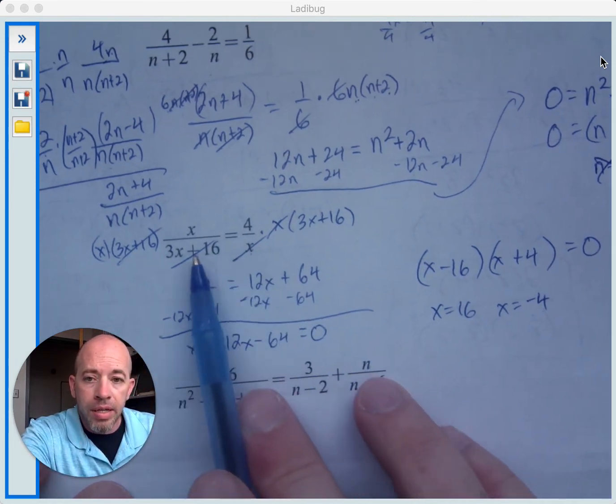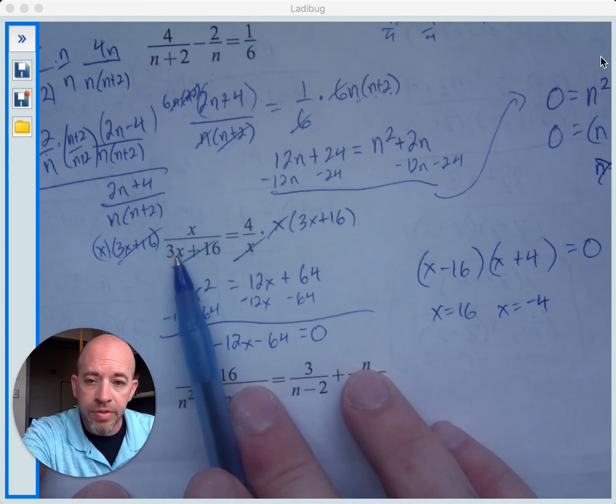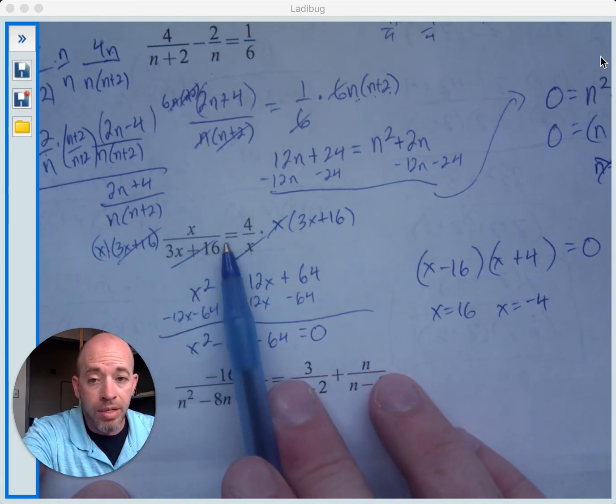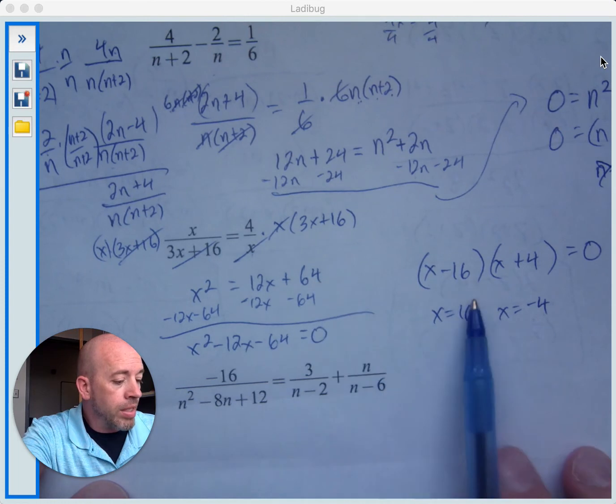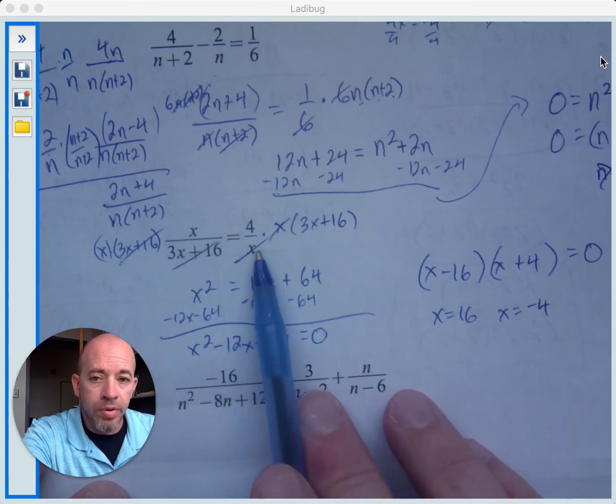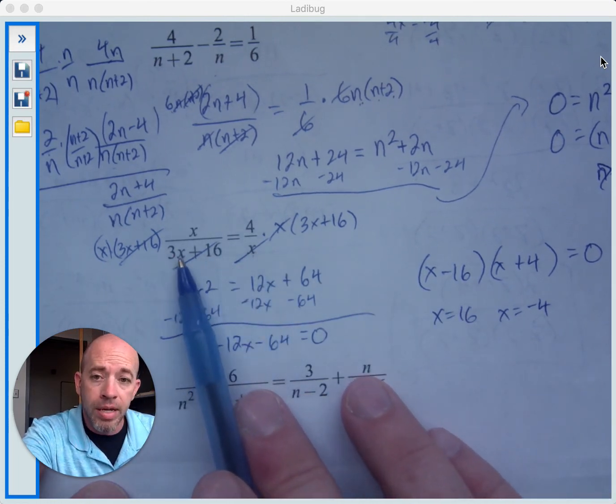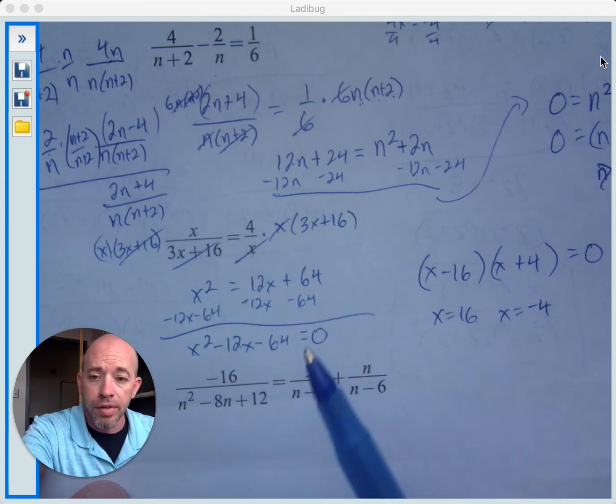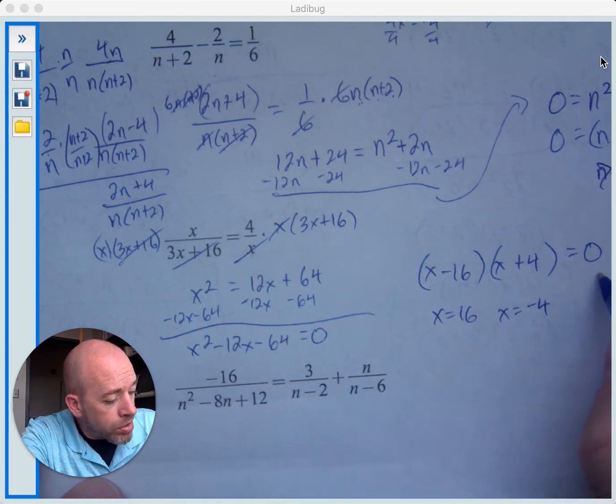If we plug in negative 4, we'll be fine, right? That's negative 12 plus 16. We can divide by that. Plug in 16 and plug in negative 4 here, we're okay. Plug in 16, we're going to be okay because we're going to have positive denominators, not 0. So we have two solutions to this, 16 and negative 4.